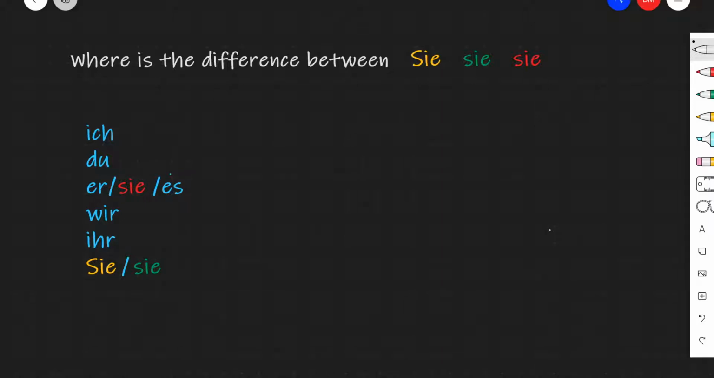One thing that I keep noticing is that people have trouble remembering the difference between sie, Sie, and sie. First, let's have a recap of the personal pronouns we learned earlier.